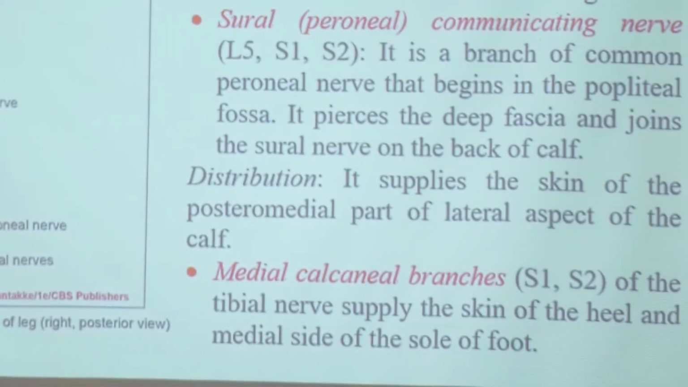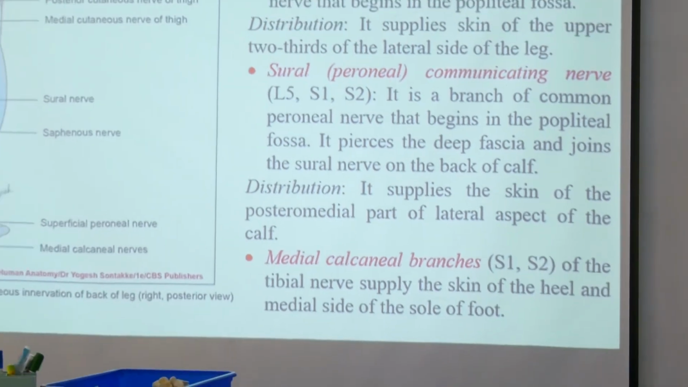Okay, next is the sural or peroneal communicating nerve, L5, S1, S2. It is a branch of the common peroneal nerve, begins in the popliteal fossa, pierces the deep fascia, joins the sural nerve on the back of the calf and supplies the skin of the posterior-medial part of the lateral aspect of the calf. Okay, this is the supply. And medial calcaneal branches S1, S2 of the tibial nerve supply the skin of the heel and medial side of the sole of the foot. Okay, here.